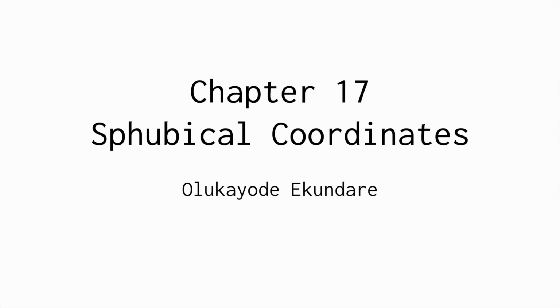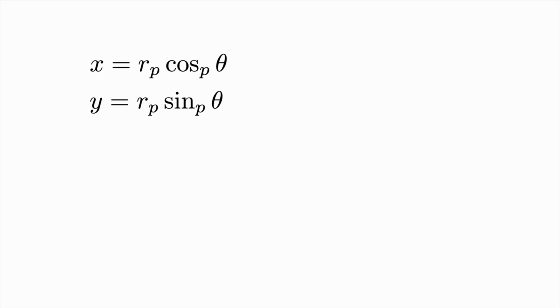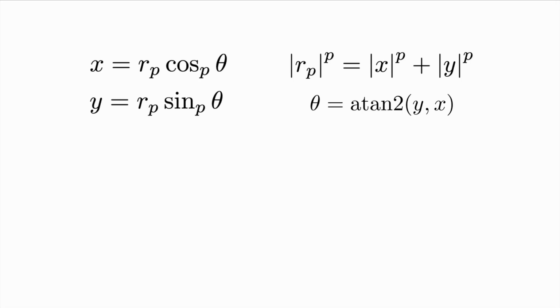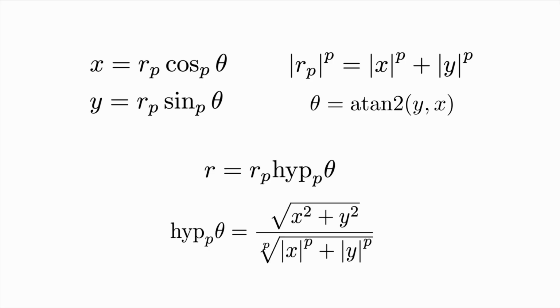Welcome to Chapter 17. In this video, we're going to derive the formulas for Sphubical coordinates. This is somewhat of a continuation of Chapter 7, which was on squircular coordinates, so we'll start with a little recap. First, I'd like to recall the important equations derived in Chapter 7. The conversion from squircular polar to Cartesian, and vice versa, the conversion from squircular to circular polar, and a way to represent height as a ratio of norms.